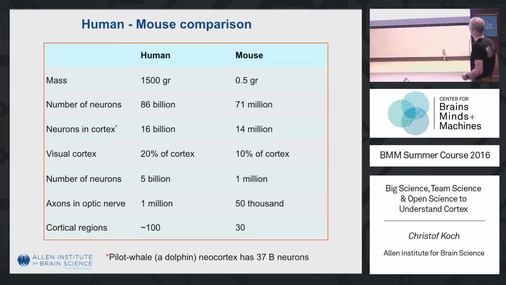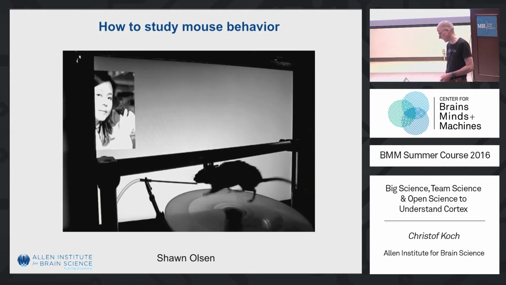So here's the comparison. It's roughly 1,000, pretty much. So it's 68 billion versus 71 million. Cortex is 16 billion versus 14 million. We have many fewer visual areas. Well, here now, we know we're 180. Here the current estimate is 30, but it's also creeping upwards as people get better techniques.